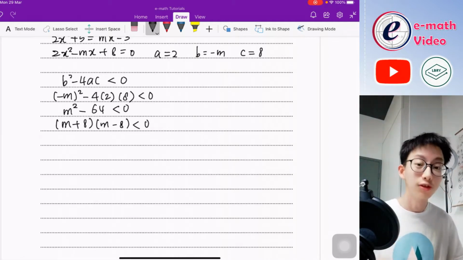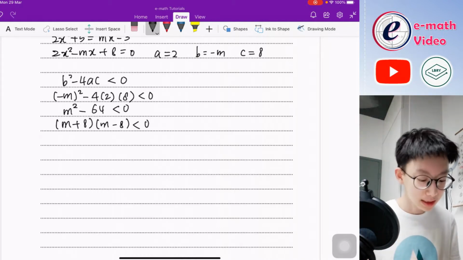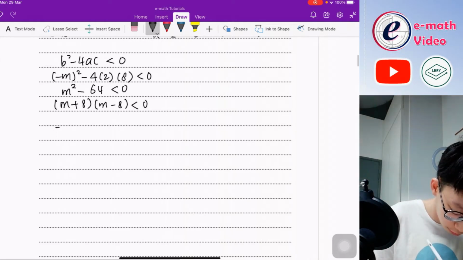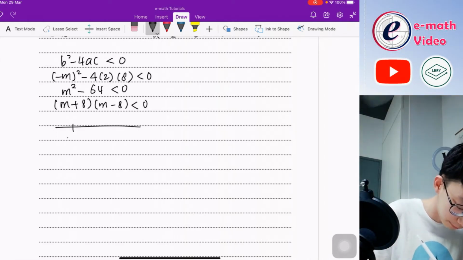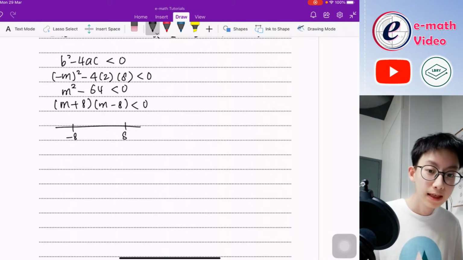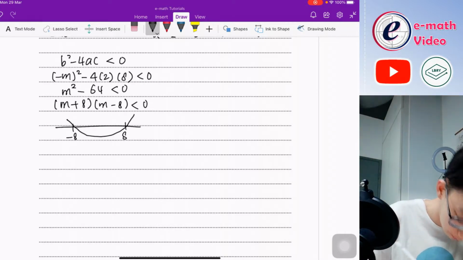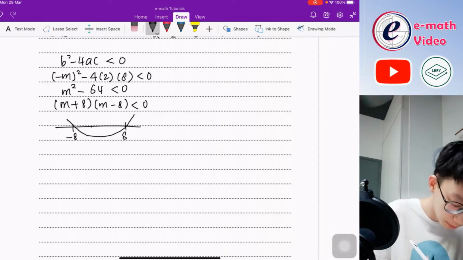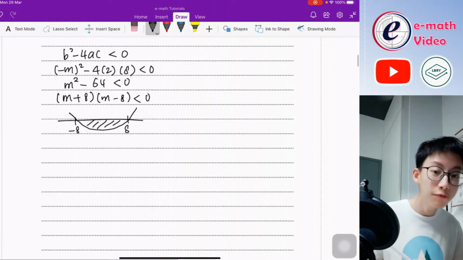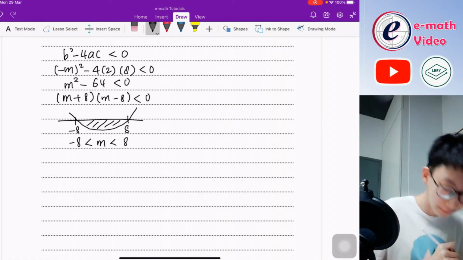Then you can draw the sign diagram, or you can roughly sketch a graph like what you did in your SPM. Okay, it's up to you. So for now, I will just do the SPM way, which is to sketch a graph. We have negative 8 and 8 here. And because the coefficient of m squared is positive, it will be a smiling parabola. The region that we want is smaller than 0, which is this part. So your m is in between negative 8 and 8.